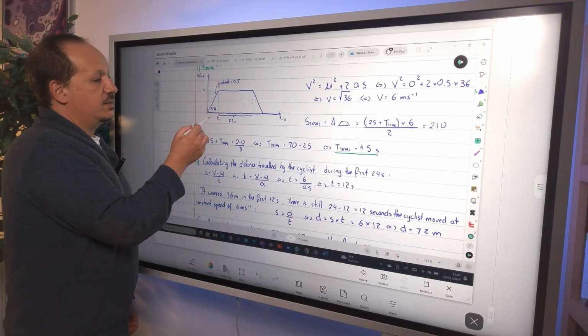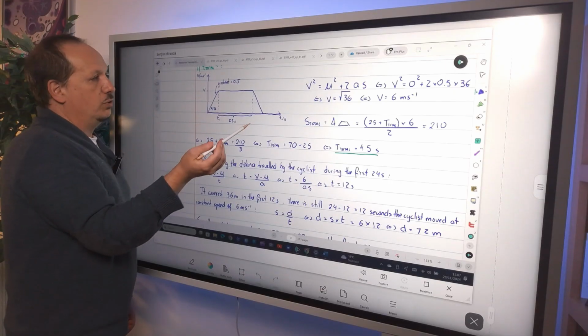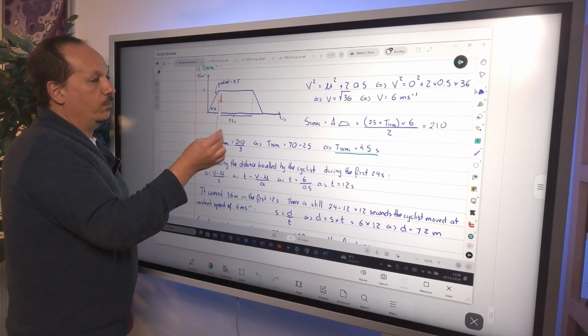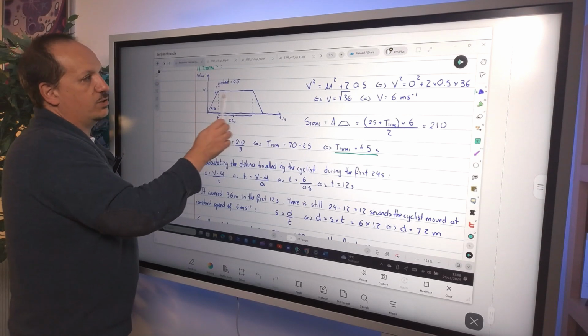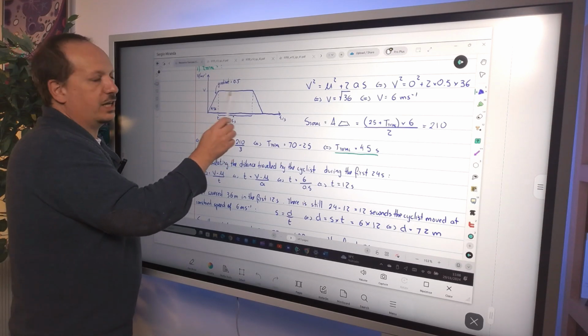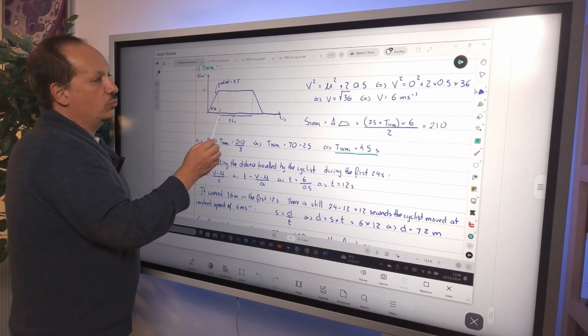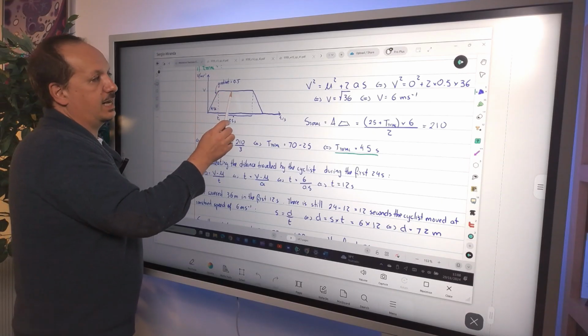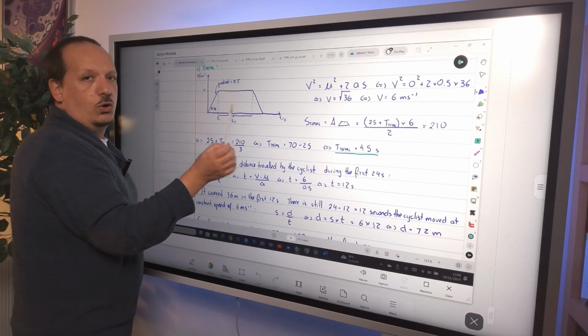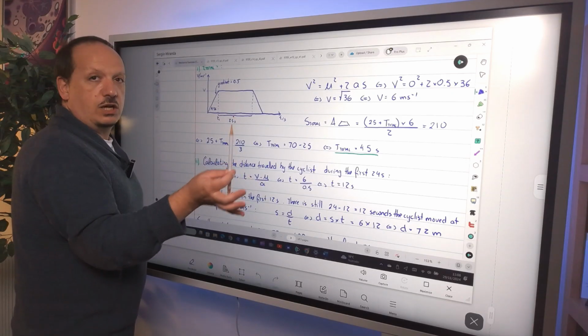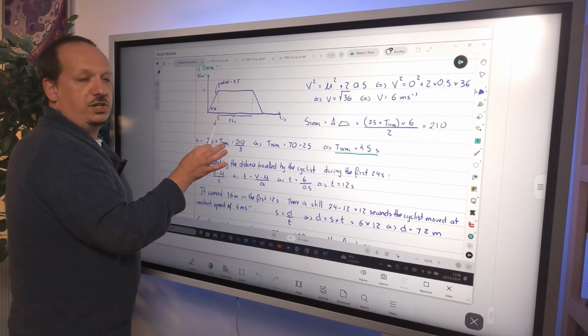If you don't know this, you don't know where the cyclist is. Actually, you know, because the question tells you. You know that it is over here, all right? It's moving at a constant speed. But you need to know for how long the cyclist is moving at a constant speed when the car starts. And you cannot know that without knowing this time over here.